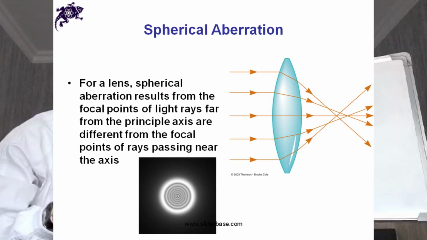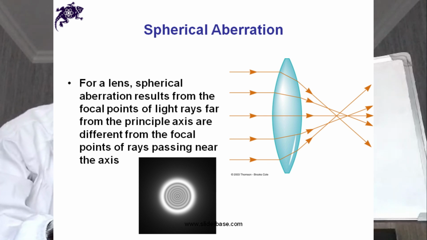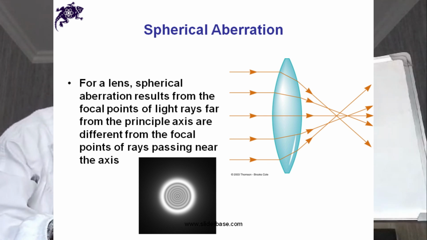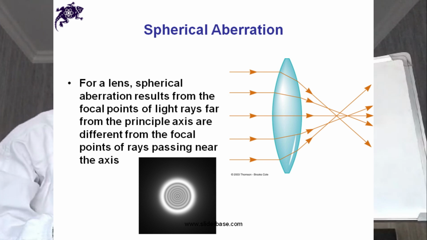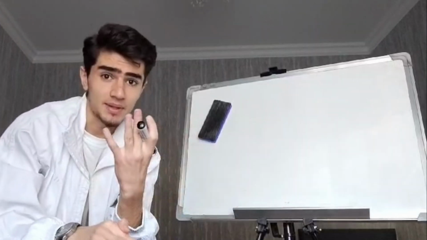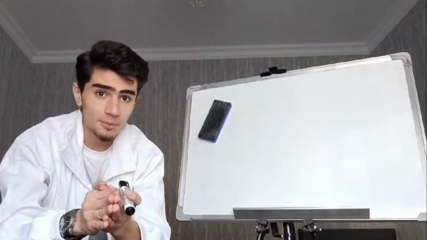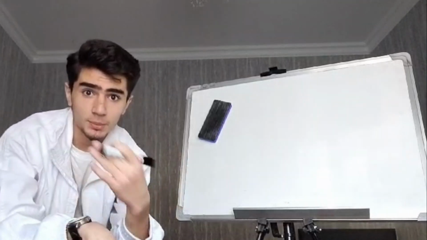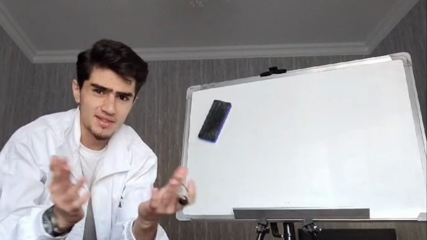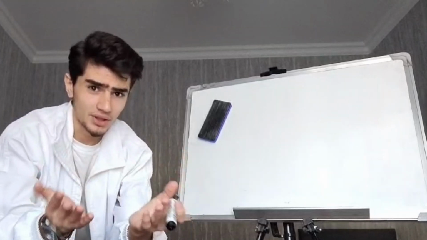Normally we'd expect all the light rays passing through to meet at a single focal point, but what actually happens is that light rays hitting the edges of the lens bend more than the ones passing through the center. So instead of one sharp focus, we get multiple focal points, and the image ends up looking a little bit blurry, right?